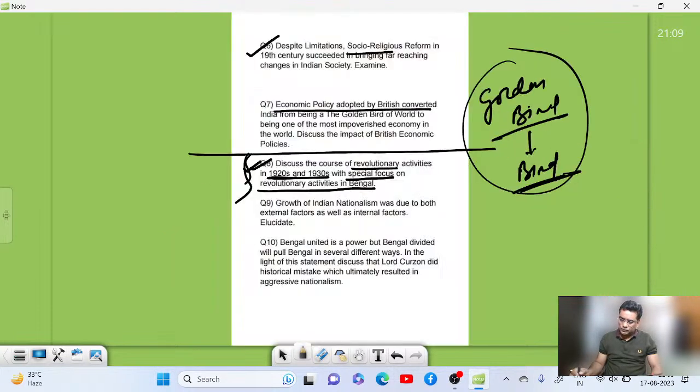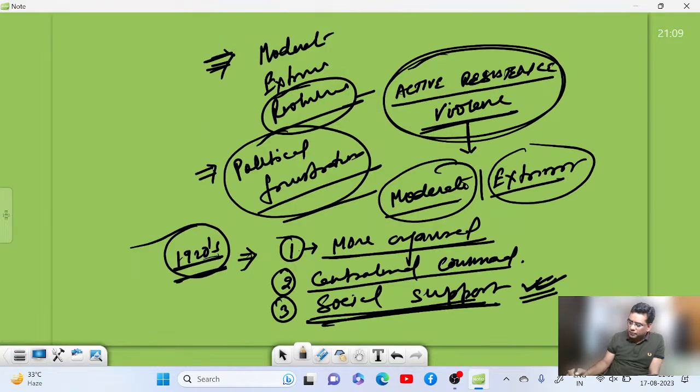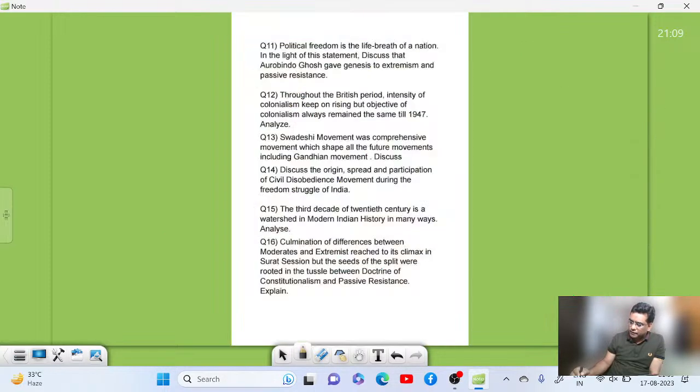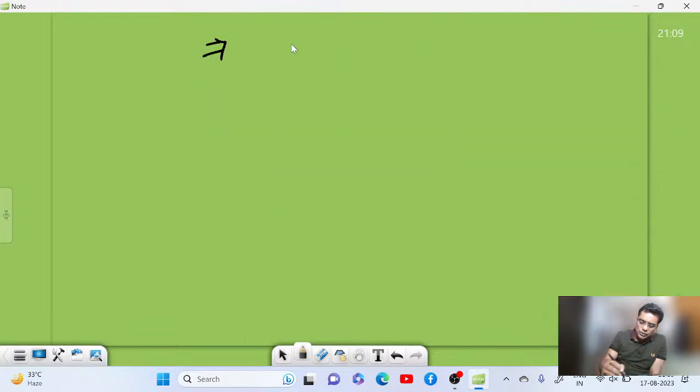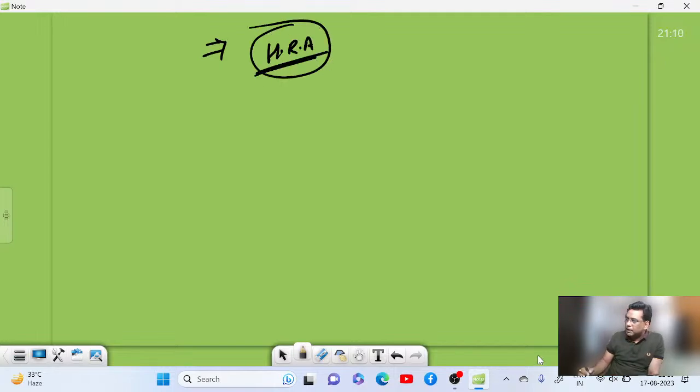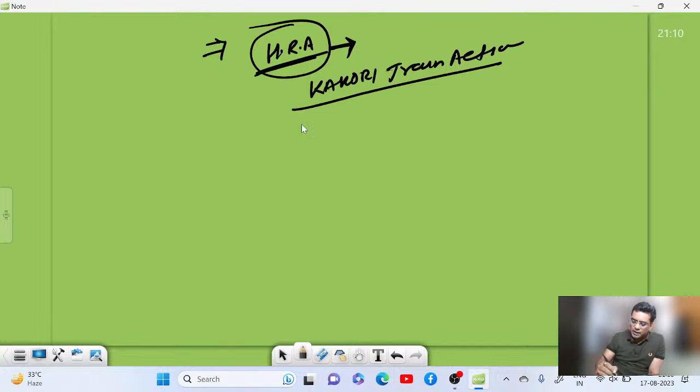Look at the question again. The question is saying 20s and 30s with a special focus on the revolutionary activities in Bengal. Obviously, you have to mention something here about the revolutionary movement in Bengal. So in the 1920s, Hindustan Republican Association by Ram Prasad Bismil and Sachin Sanyal. And then you will talk about the Kakori train action, in which 4 revolutionaries were hanged.